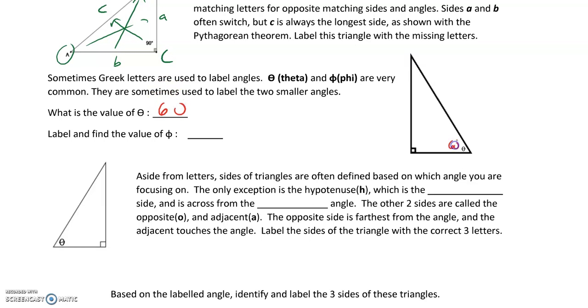There's my 60 degrees right there. I know that's 90 right there. I know they have to add up to 180. So I know the other angle has to be 30 degrees, and that would be phi up there, and there's my 30 degrees up there.